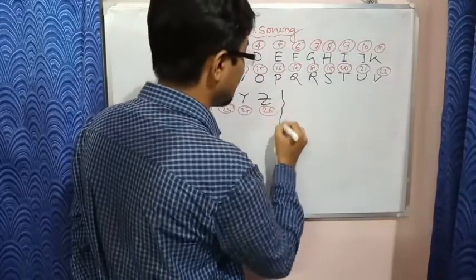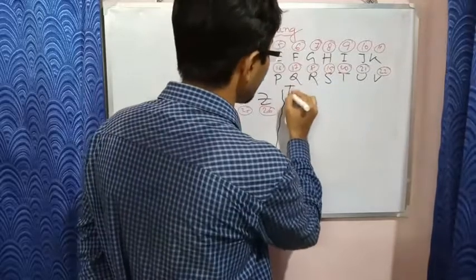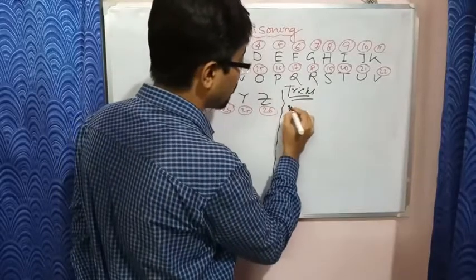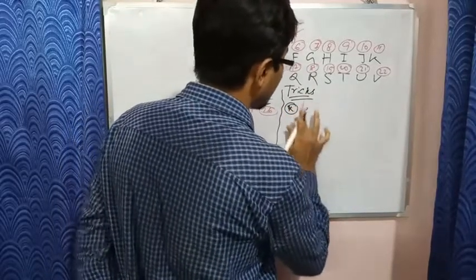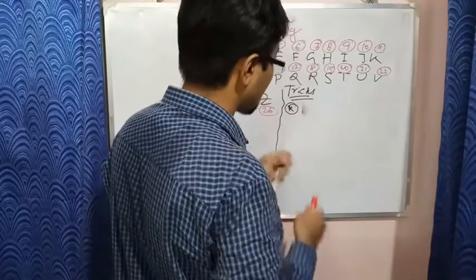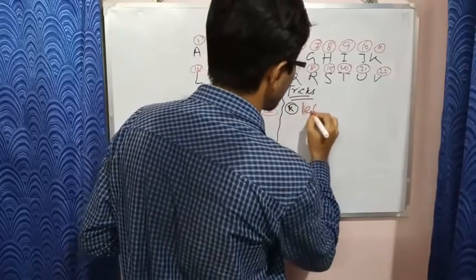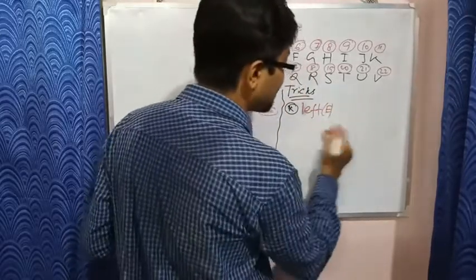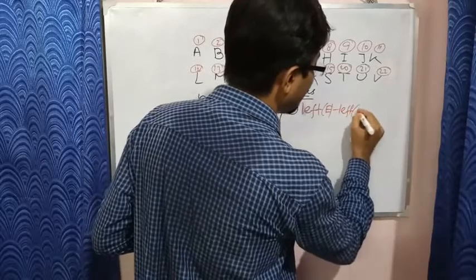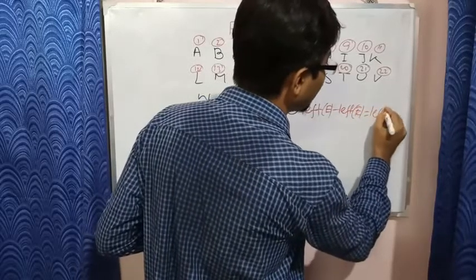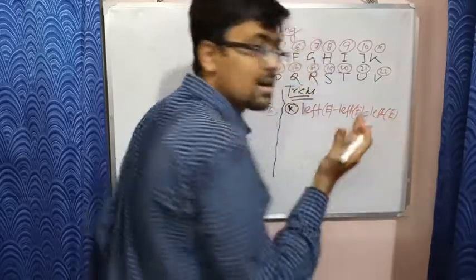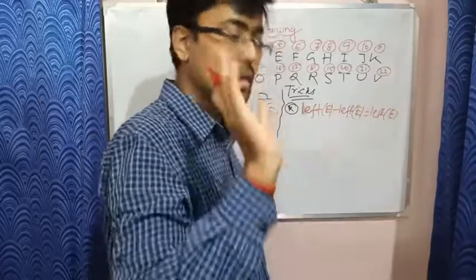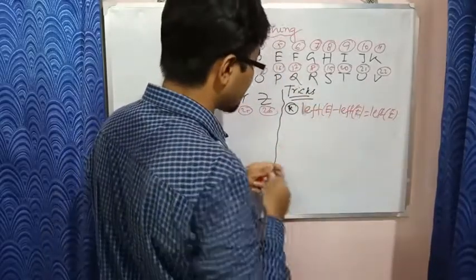Now listen. These are some tricks to solve it faster. There are 4 rules. The rules are: left element minus left element is equal to left element. So you can understand, sir, how is it possible? Left element minus left element is equal to left element. Listen very carefully. Next I will discuss.